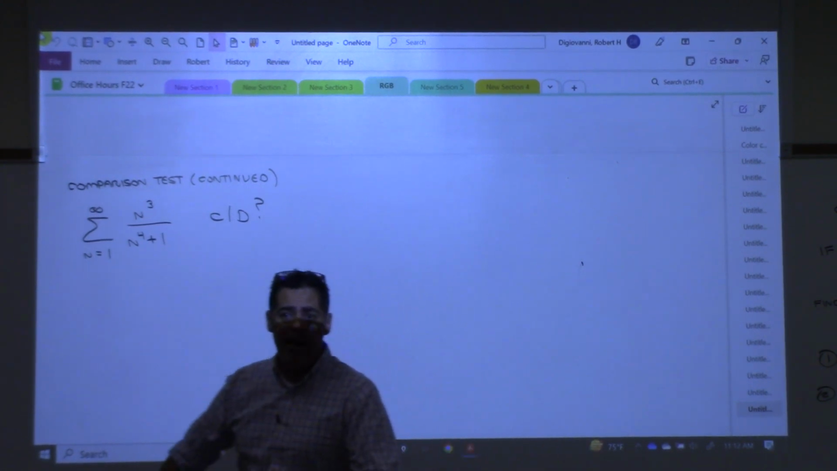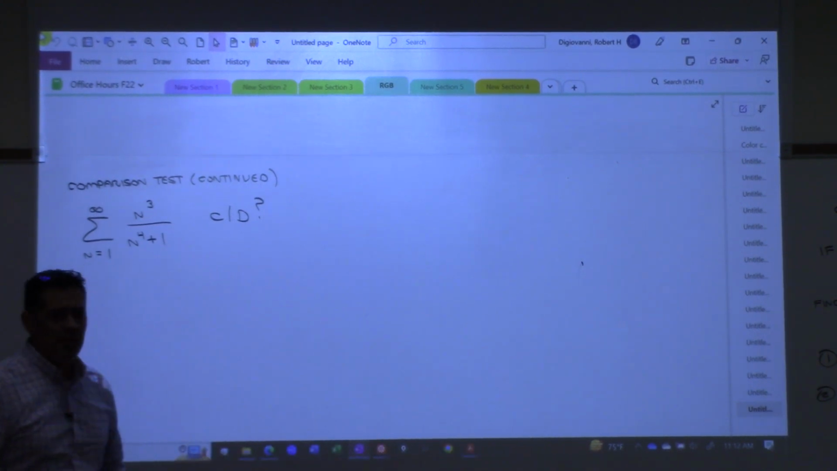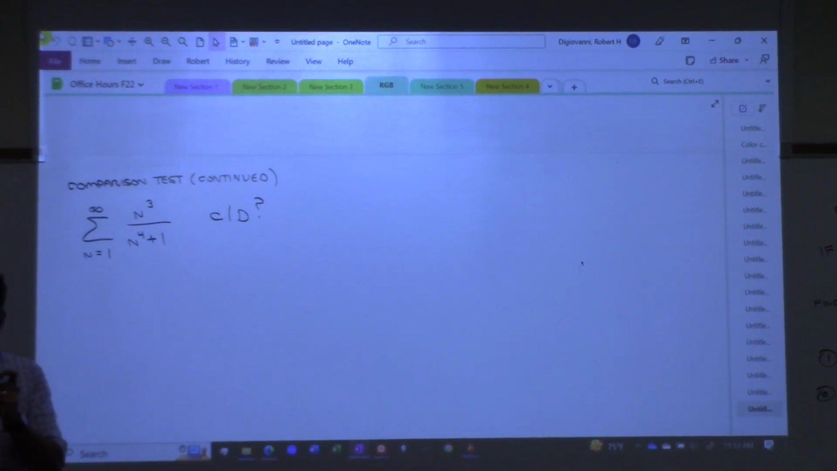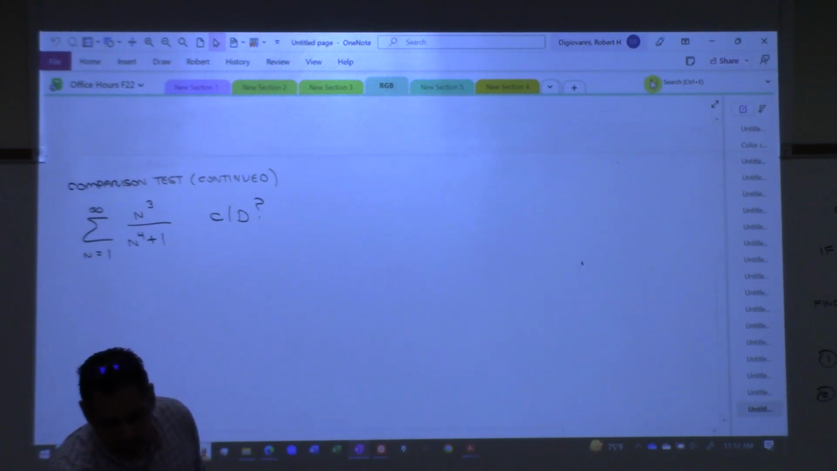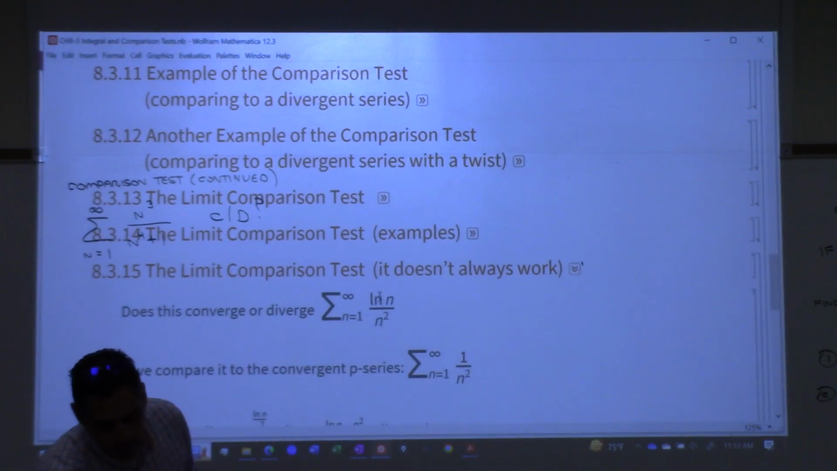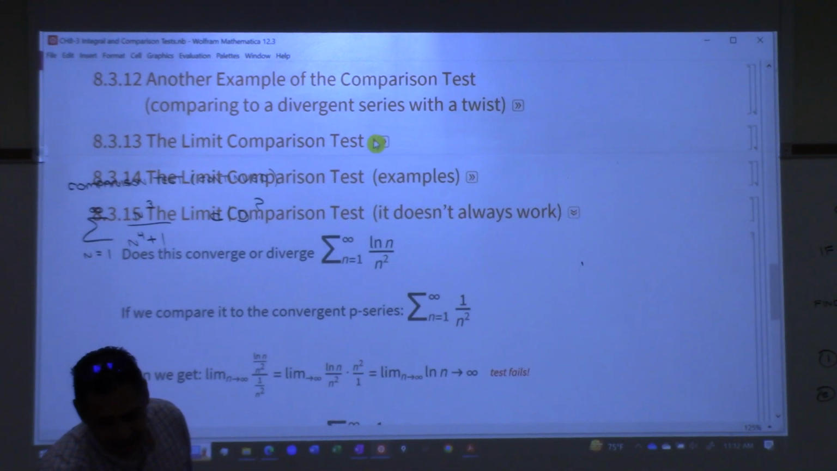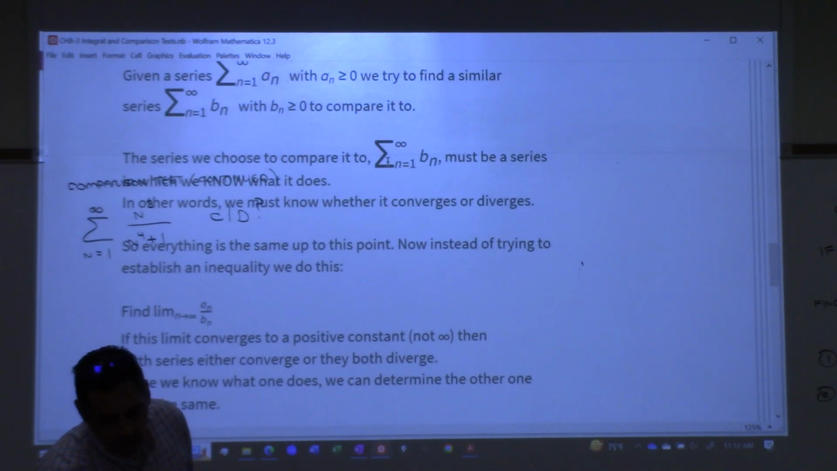All right, now within this idea of the comparison test, we have an additional test, almost like another version of this test. It's called the limit comparison test. And here's the difference between them. You're going to love this test, all right? I don't know about love, but you're going to like it.